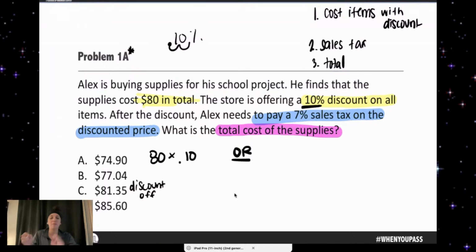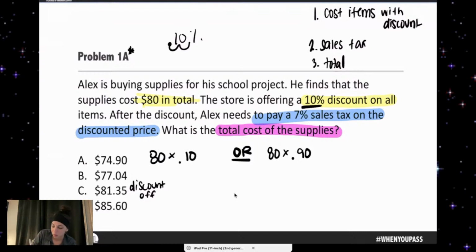Or I can multiply 80 times the remaining amount. So if the store is offering a 10% discount, I'm paying 90% of the cost, right? So I could multiply 80 times 90%, and you'll see what's going to happen.